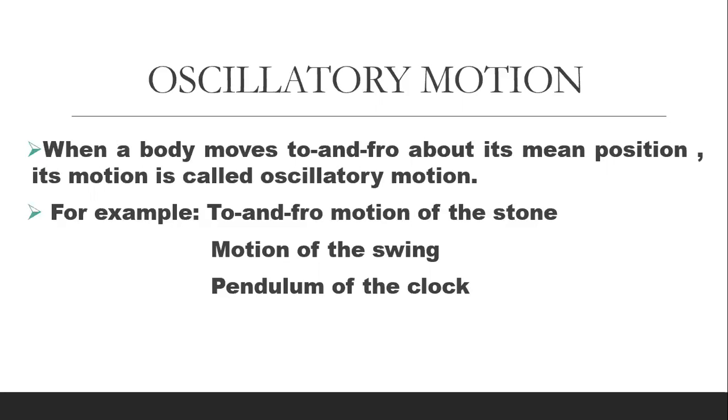So to and fro motion of a stone is oscillatory motion. Motion of the swing is also oscillatory. The pendulum of a clock is also oscillatory. And the string of a guitar is also an oscillatory motion, right? So we have studied about all the 5 types of motions.